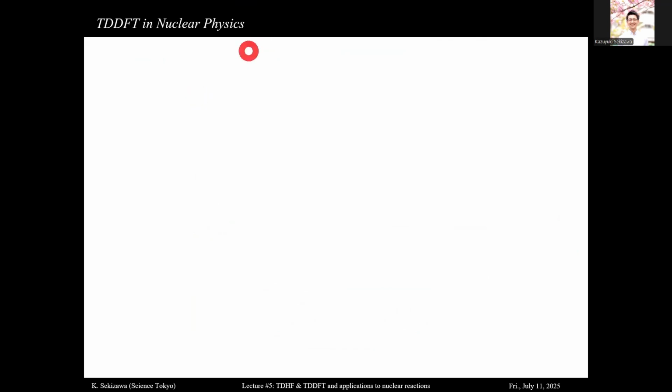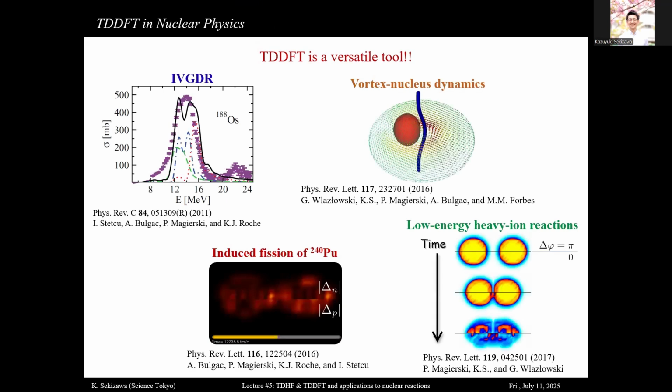So now I will show how we can apply the TDDFT in the nuclear physics context. Here I just show some examples. For instance, here I show the so-called isovector giant dipole resonance, or photoabsorption cross-section, of the triaxially deformed heavy nucleus osmium-188. The purple dots correspond to the experimental data. Through the time-dependent linear response calculation, one can get this photoabsorption cross-section, and it agrees with the experimental data.